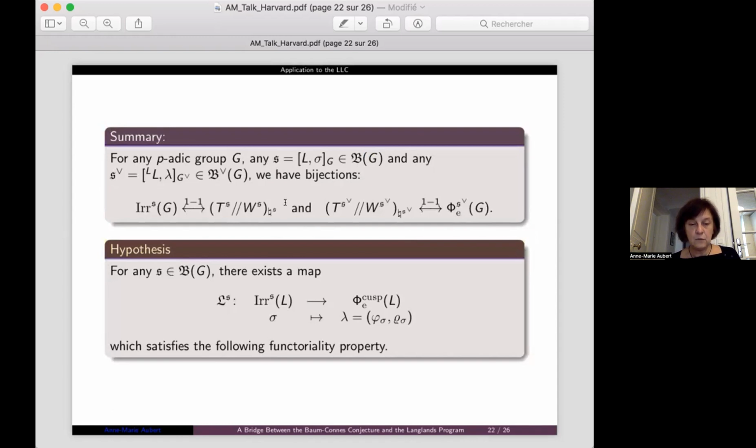But to say that, we need to make sense of it, because we need to relate S to S check. So this is the way to do it. We make the following hypothesis. We assume that for any S, there exists a map L_S, which goes from S of L, which is just the orbit of S obtained by twisting the orbit of a supercuspidal sigma by the unramified characters of L, to the set of enhanced cuspidal L-parameters of L. And we require that this map satisfies the following functoriality property. So here is the property.